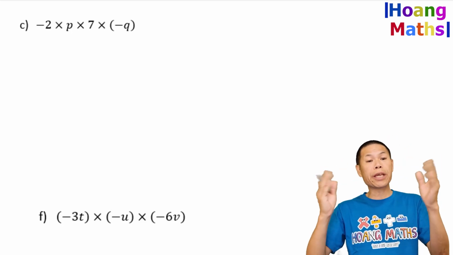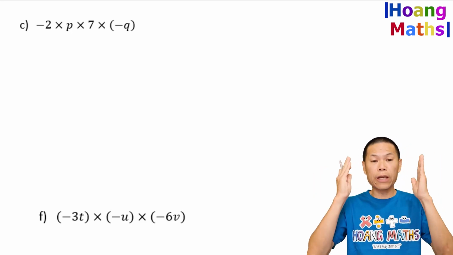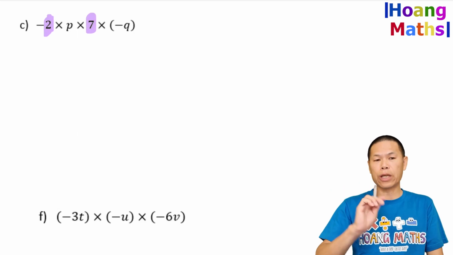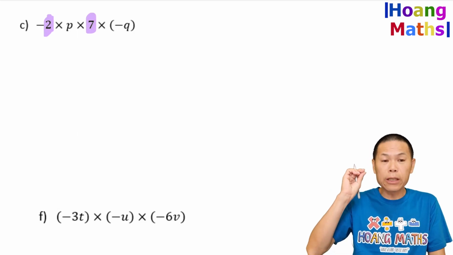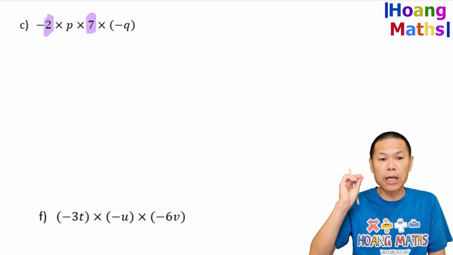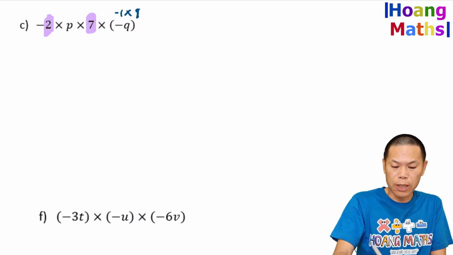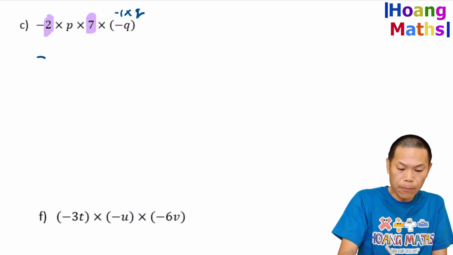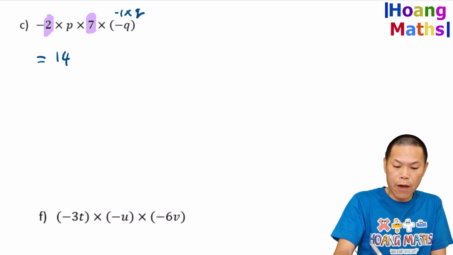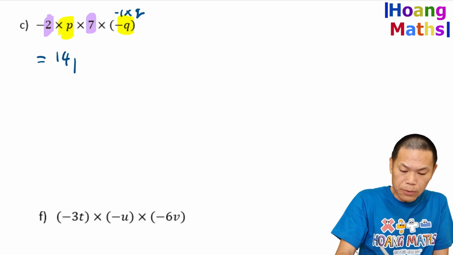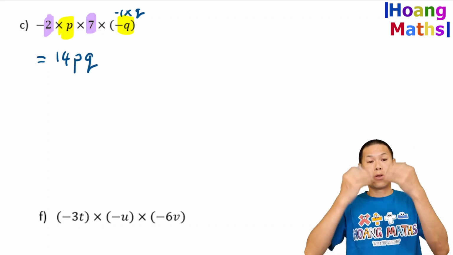Now part C. Again, we have two negatives timed together, so that gives us a positive answer. And then we just go 7 times 2. Again, you can put it in a calculator by pressing negative 2 times 7 times negative 1. Keep in mind that this number here is negative 1 times the other. So the answer is 14. And we have P and we have Q, so P times Q will give me PQ. There you go.